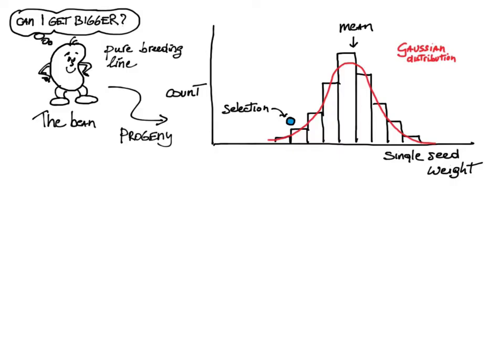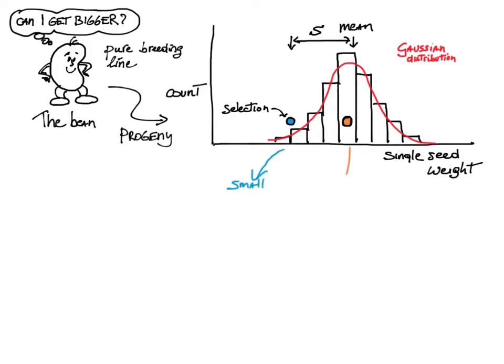Before we go any further, let's learn an important term. The difference between an individual selected for breeding and the mean of the population from which it comes is called the selection differential, or S.